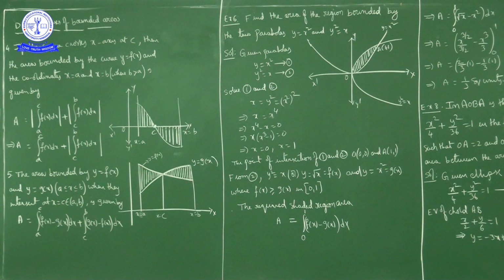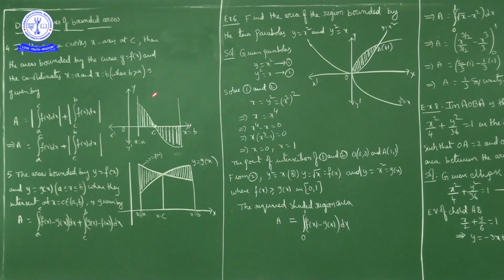Okay, when the graph is completely above the x-axis, the area is integral a to b f of x dx. When the graph is completely below the x-axis, it is integral a to b f of x dx with the modulus sign. Okay, suppose some part is above the x-axis and some part is below the x-axis, like this. What will we do now?